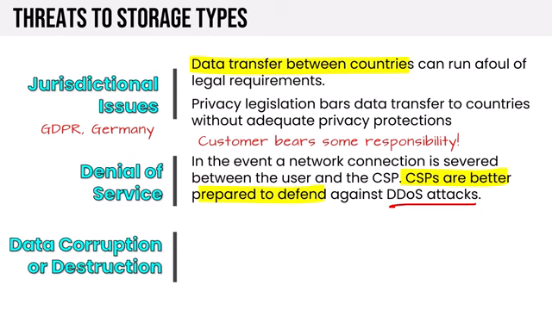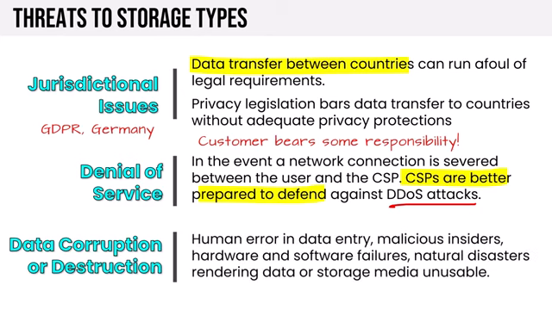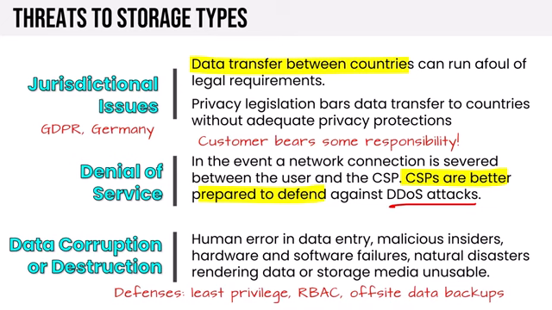Then there's data corruption or destruction, so that's human error in data entry, malicious insiders, hardware and software failures, natural disasters that render data and storage media unusable. So some of these issues intentional, others maybe not. But all concerns we must protect against. That means implementing least privilege access, role-based access control, or RBAC we call that, and off-site data backups.